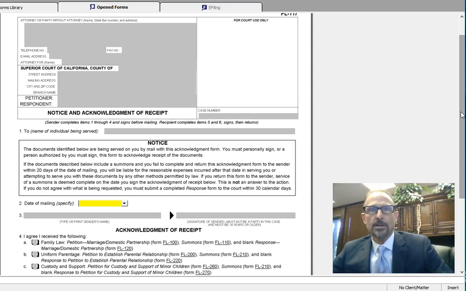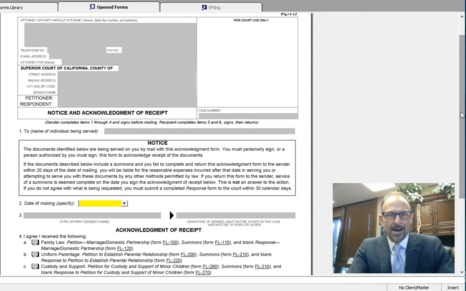Okay, the documents identified below are being served on you by mail with this acknowledgement form, period. You must personally sign or a person authorized by you must sign this form to acknowledge receipt of the documents that are listed below.